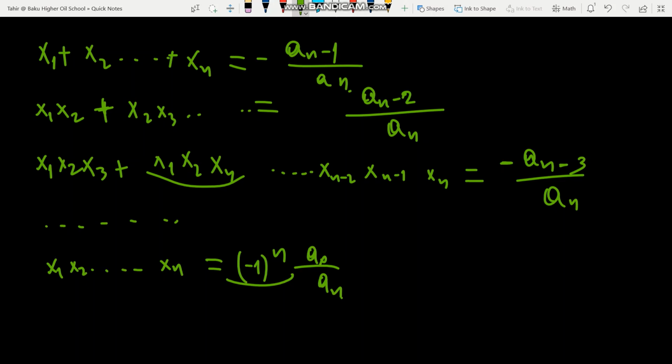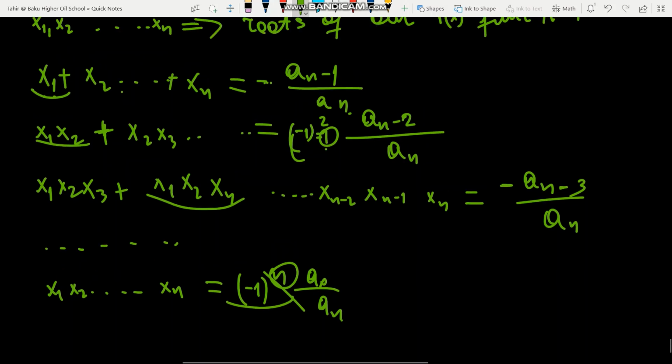For example, here we just found the summation of terms one by one. Therefore, this is minus 1 to the power 1, and it's equal to negative. And here it is 2. Our n value will be equal to 2, and therefore this is equal to minus 1 to the power 2, and this is always equal to positive 1, and this continues this way.